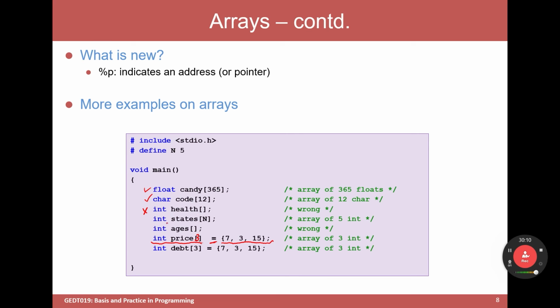Now how about this one? An integer array, that means all elements are integers, and the size is n. N is a constant here. How about this one? Integer age, no size. This is wrong. So this is okay, this is wrong. How about this one? Without size, it's okay because you put the initialization here. How about if I put size and also put initialization? Yes, it's okay. So this is how you can define a single dimension array.